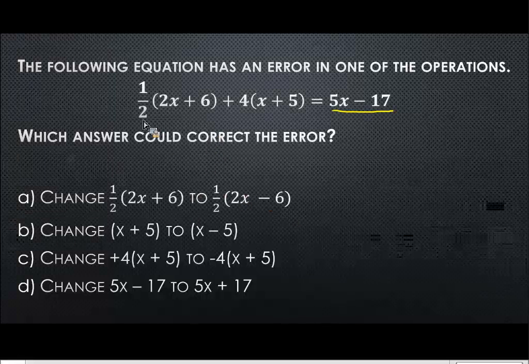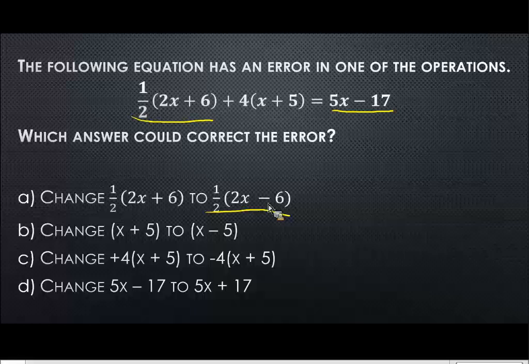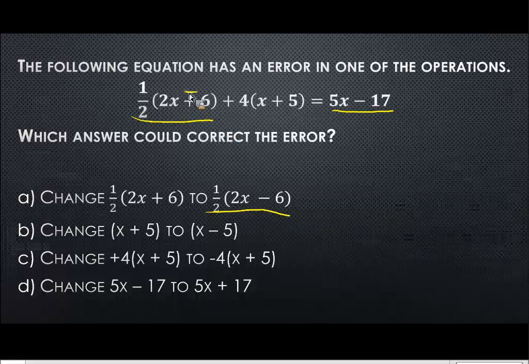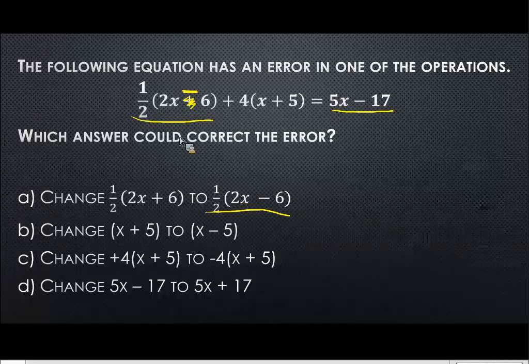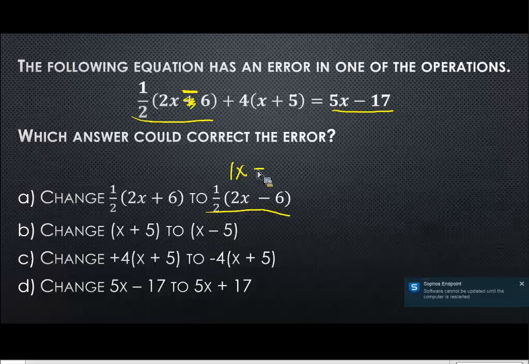If I change this first part here to this 1/2 times 2x minus 6, right? So change this plus sign to minus instead of the plus. Well, let's see what happens. Remember, when I'm distributing a fraction, I'm just dividing all of my numbers by the denominator. Okay, so I have 2 divided by 2, which is just 1, right, 1x. 6 divided by 2, which is 3.